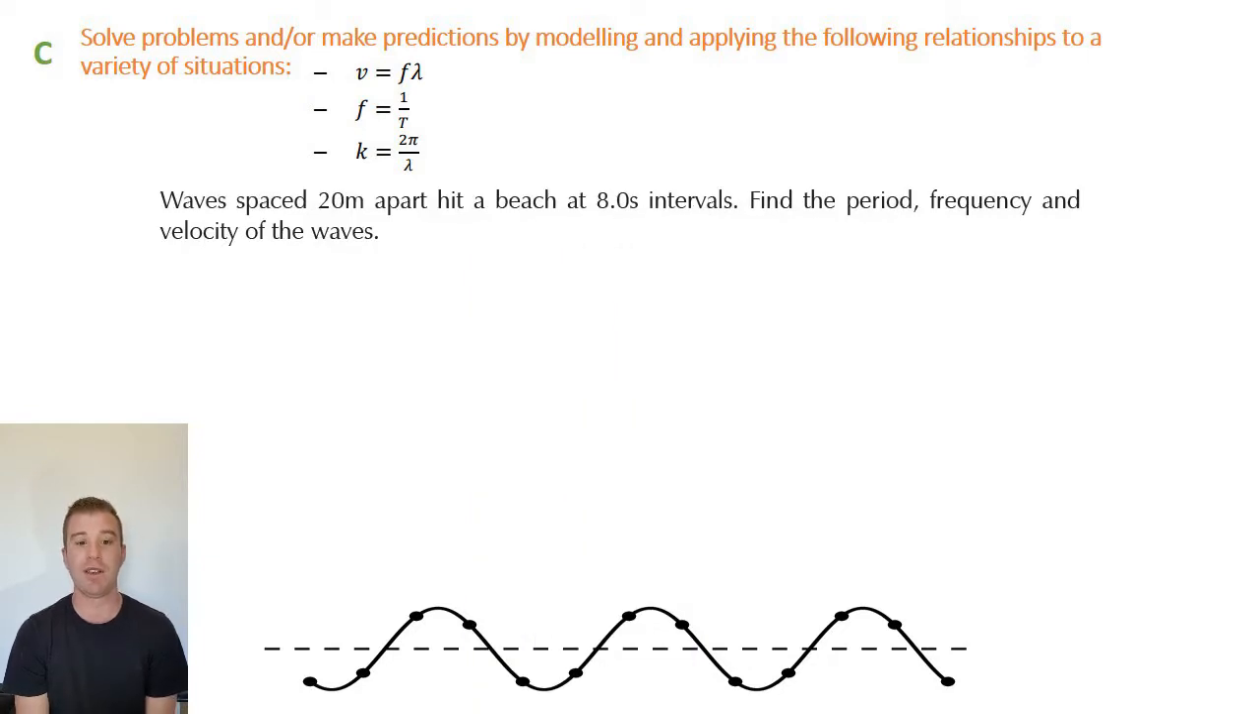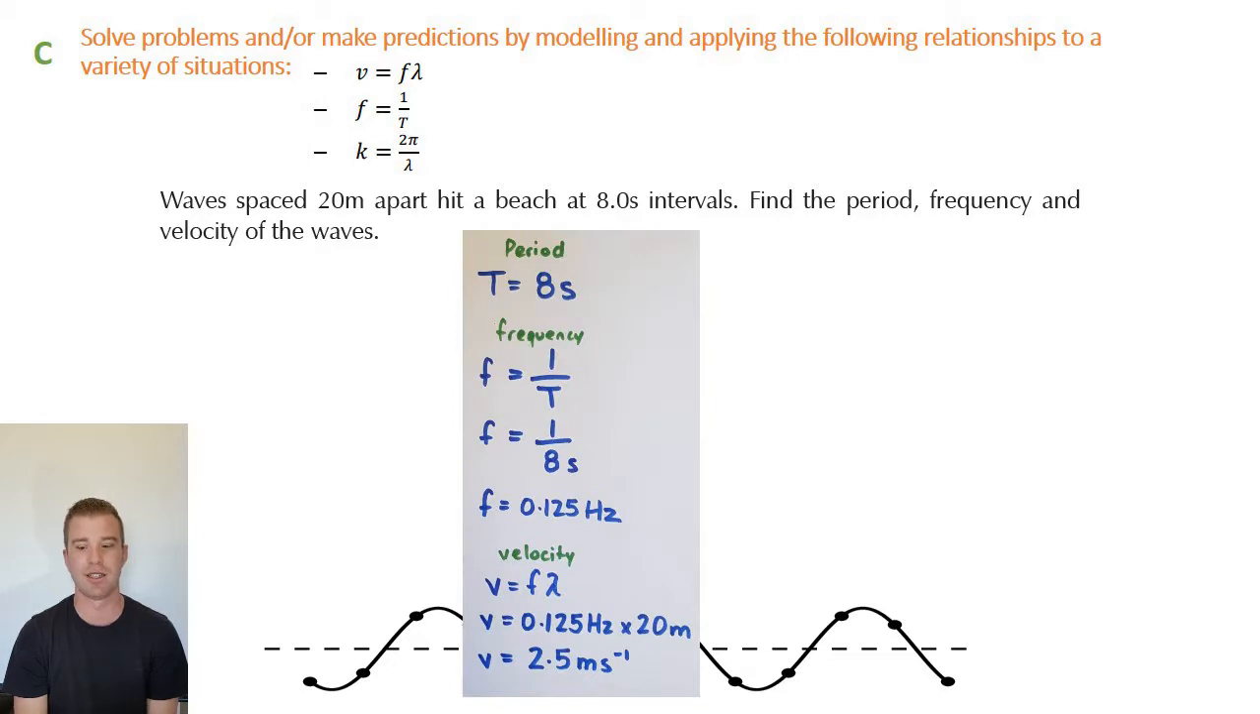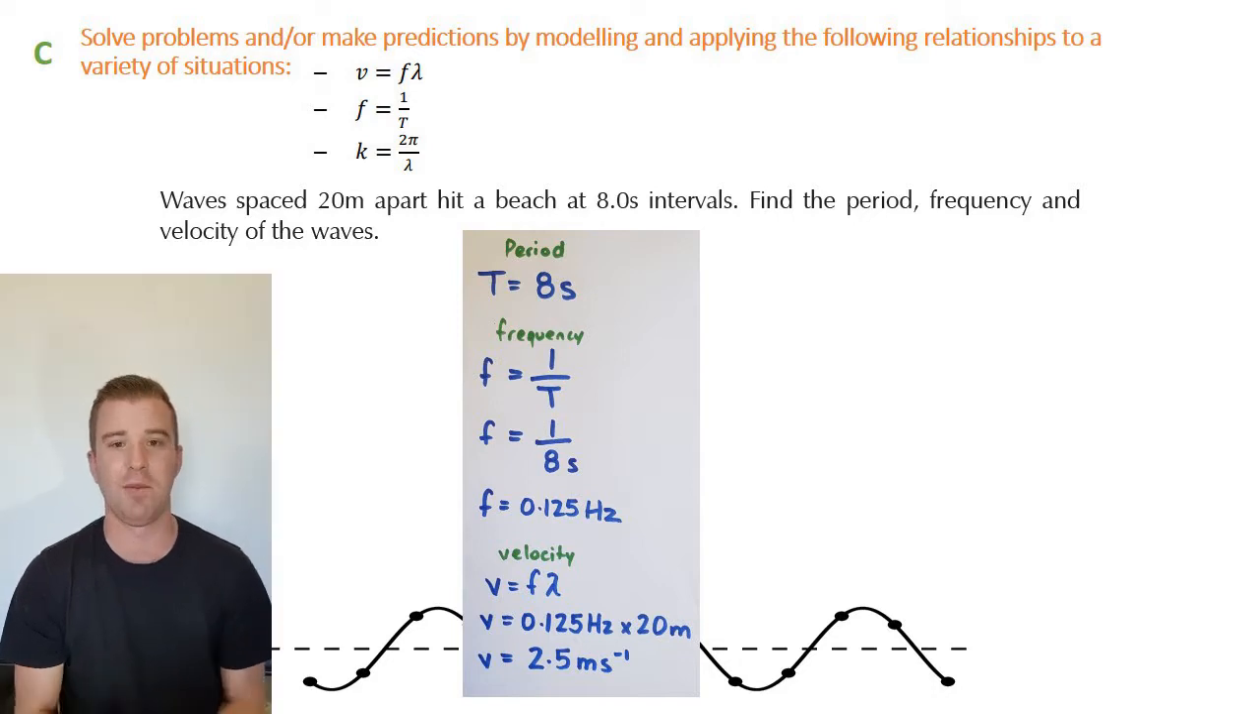Alright. Waves spaced 20 meters apart hit a beach at 8 second intervals. Find the period, frequency, and velocity of the waves. So let's have a look here at what we can do first. Our period is already given to us in the question, which is just 8 seconds. Our frequency is 1 over the period, so we just do 1 divided by 8 seconds, which gives a frequency of 0.125 hertz. And velocity: V equals F times lambda. V equals 0.125 hertz times 20 meters, which is given to you in the question, and your velocity is 2.5 meters per second. I hope you enjoyed watching this video.